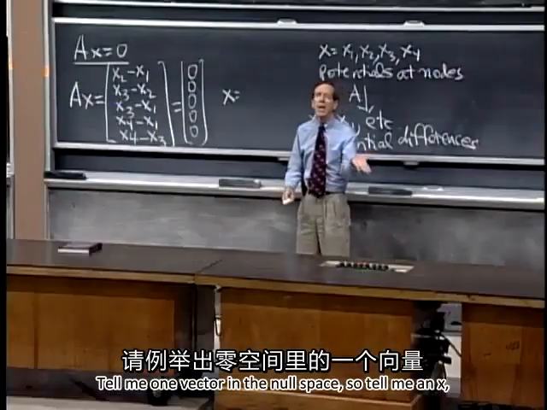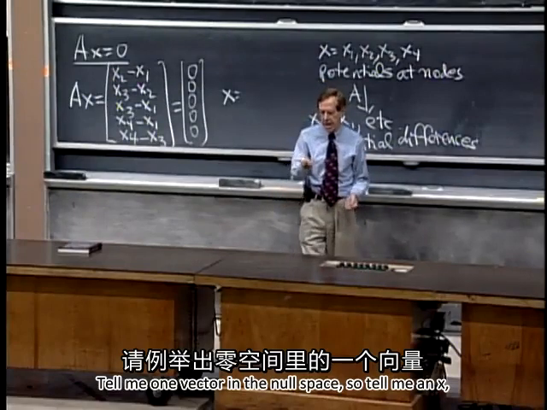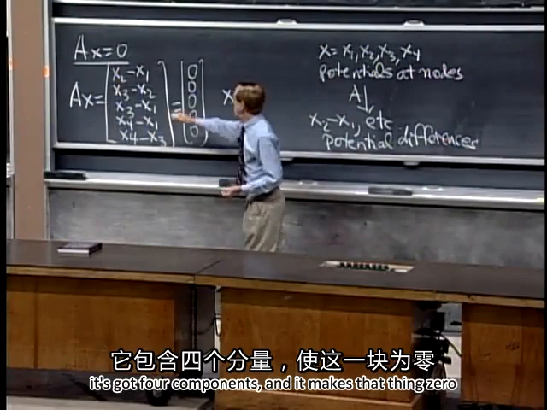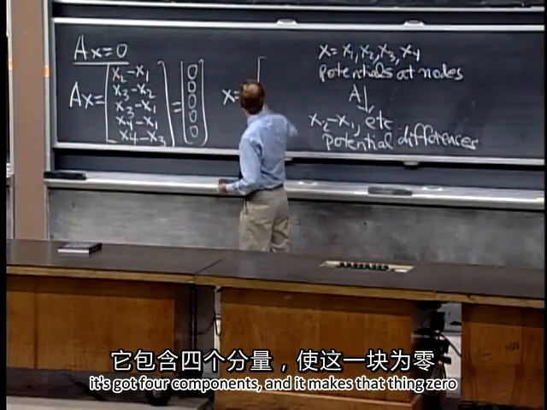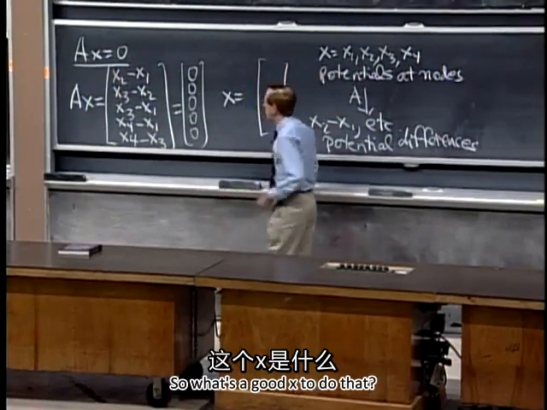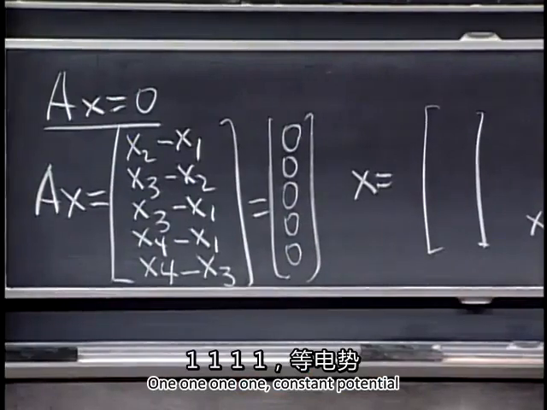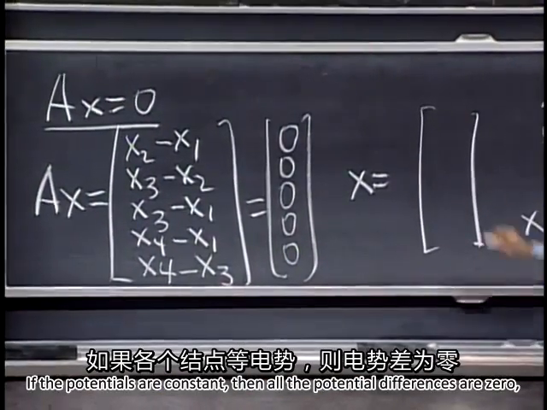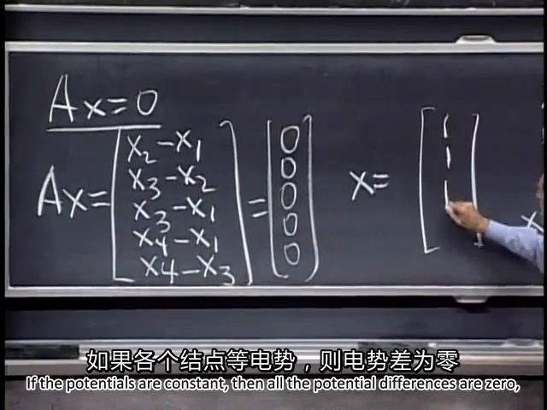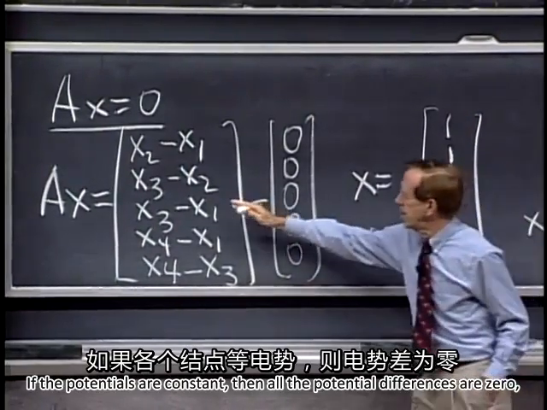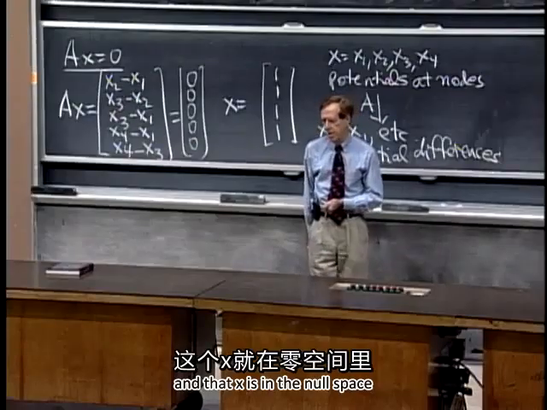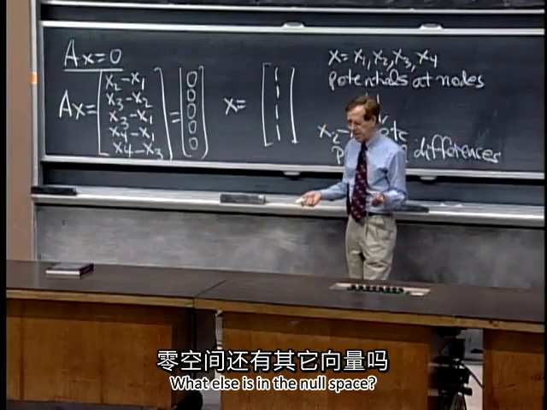Tell me one vector in the null space. So tell me an x. It's got 4 components, and it makes that thing 0. So what's a good x to do that? 1, 1, 1, 1. Constant potential. If the potentials are constant, then all the potential differences are 0, and that x is in the null space. What else is in the null space?